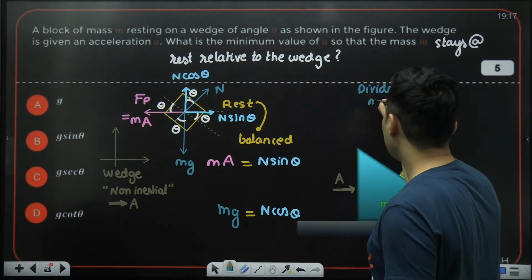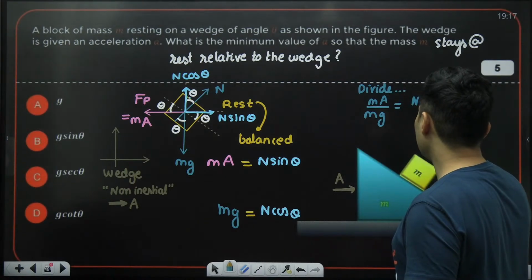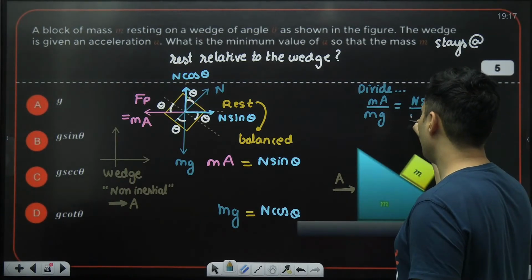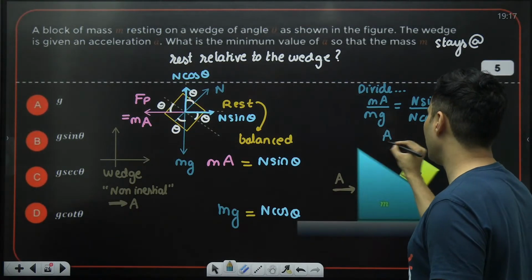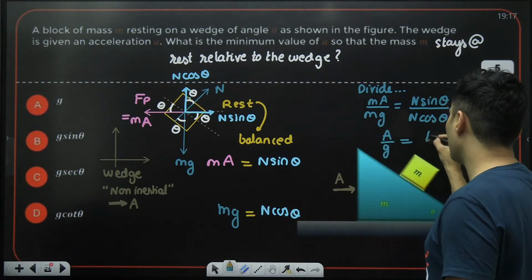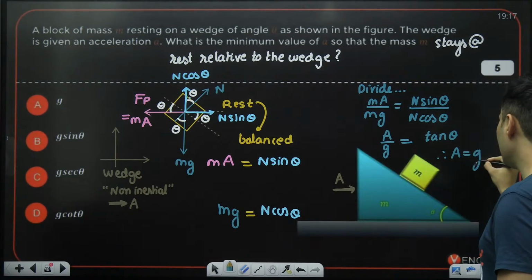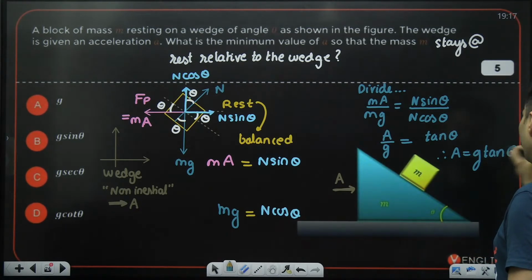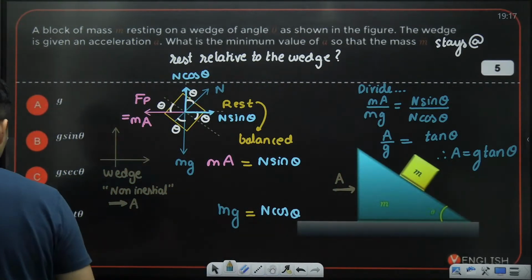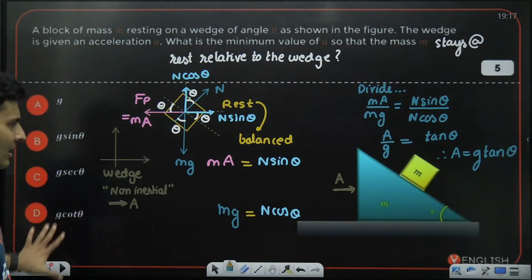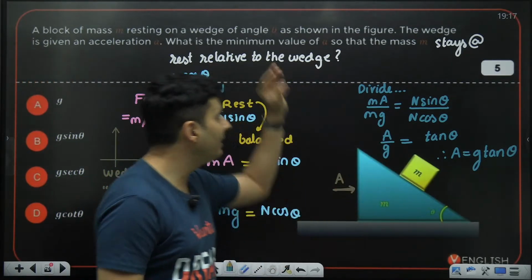So you will have ma by mg is equal to N sine theta divided by N cos theta. m cancels, so we will have a by g is equal to sine by cos, which is tan of theta. Therefore, a will be nothing but g tan of theta. Hence in these options nothing will match, but the answer is you will accelerate the wedge.